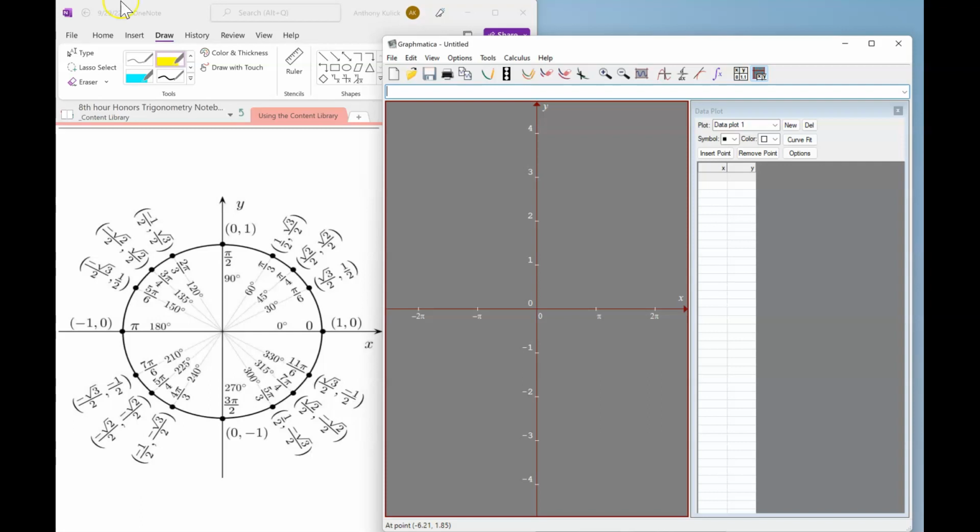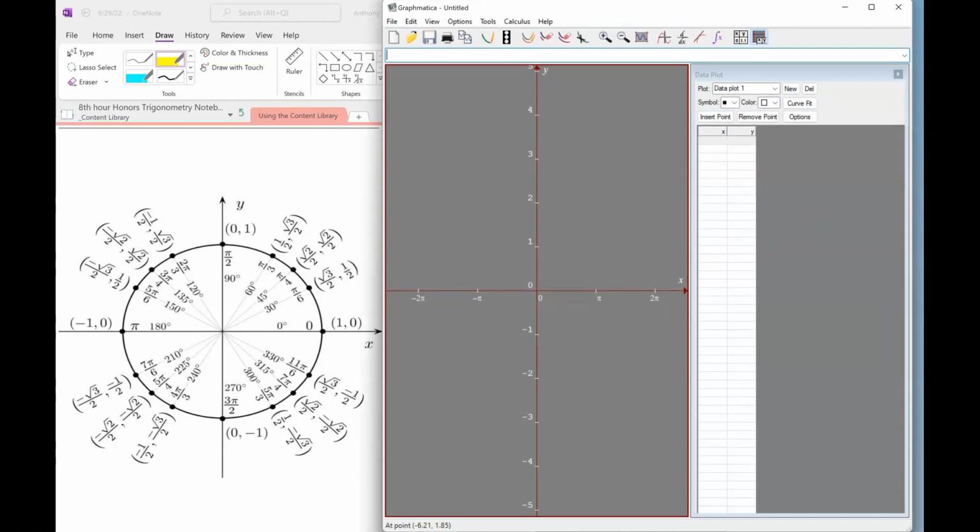Okay. So I have this graphing software up here. I'm going to generate points from the unit circle, and then I'm going to plot those points using this graphing software, and we're just going to observe the shape that we get. Everybody okay with that?